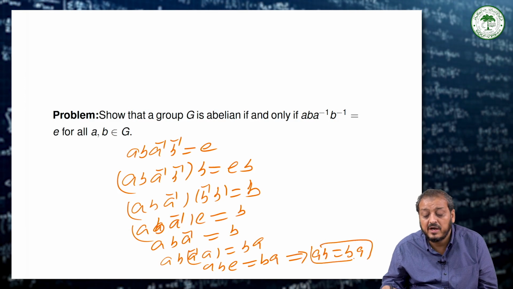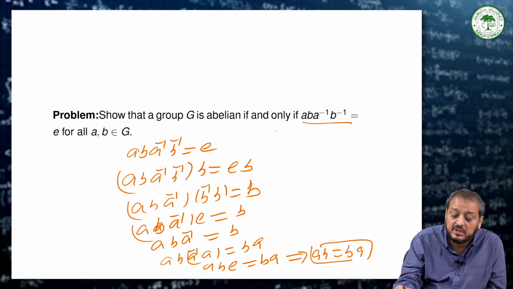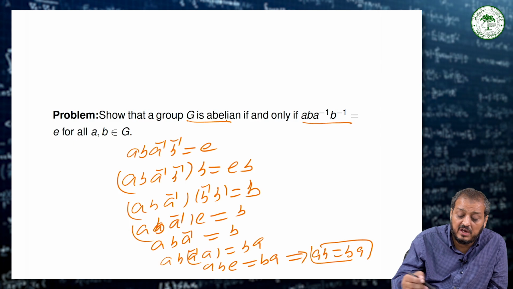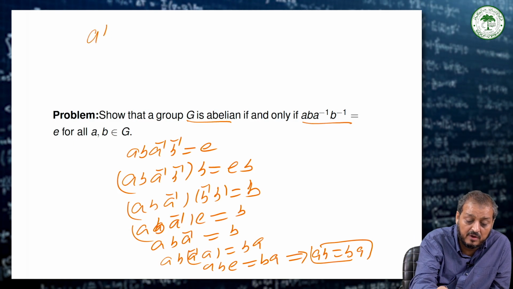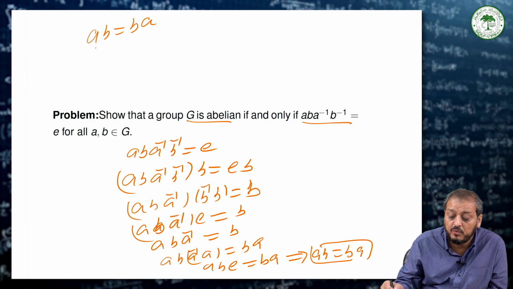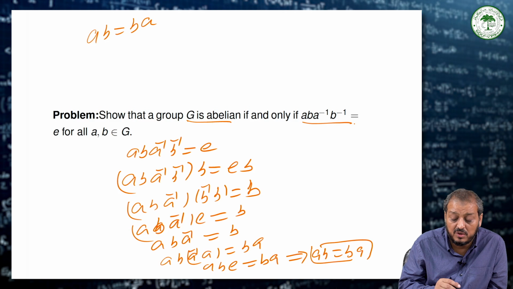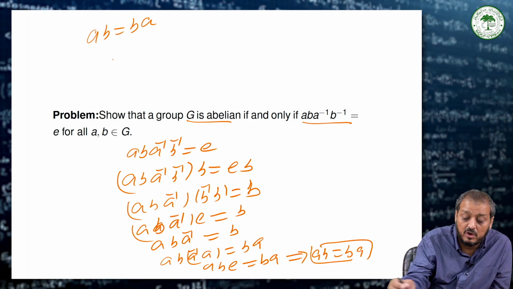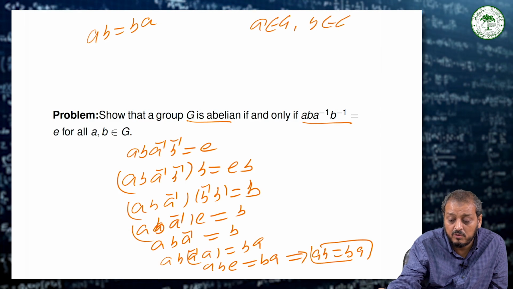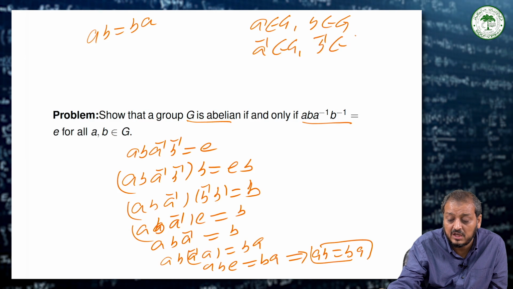So then we have to show that if A and B satisfy this condition, then G is an abelian group. On the converse part, we have AB equal to BA. If AB is equal to BA, then we have to show that AB A inverse B inverse satisfies this. Because A is an element of the group G and B is an element of the group G, this means A inverse is an element of G and B inverse is also an element of G.